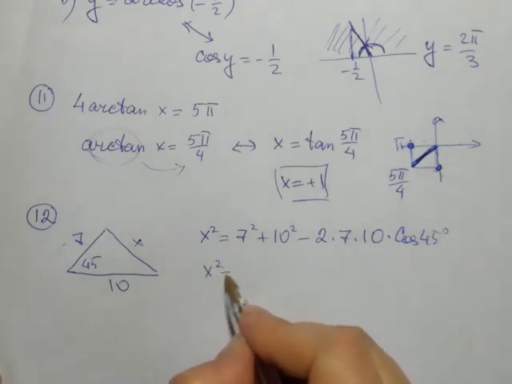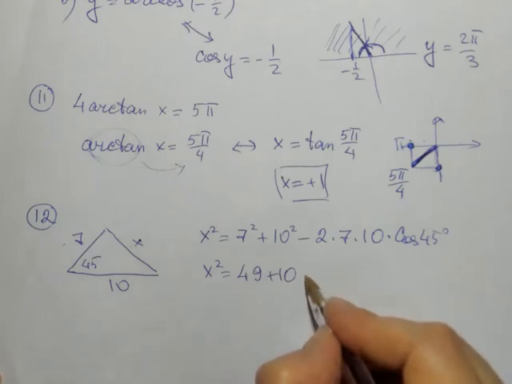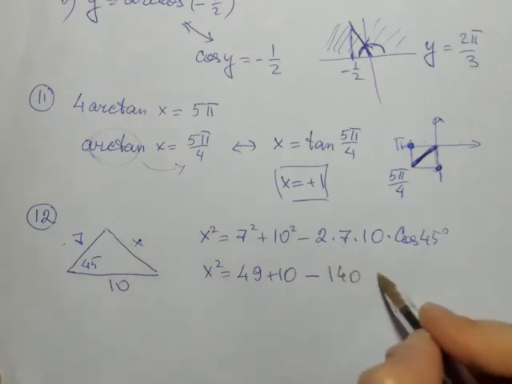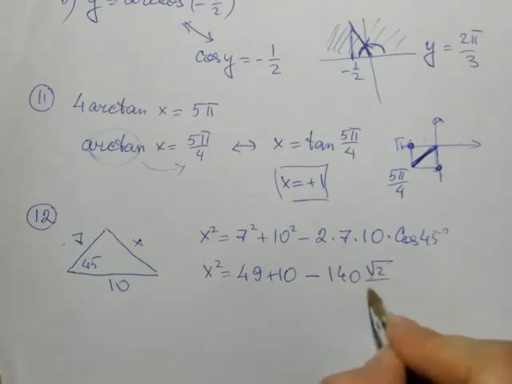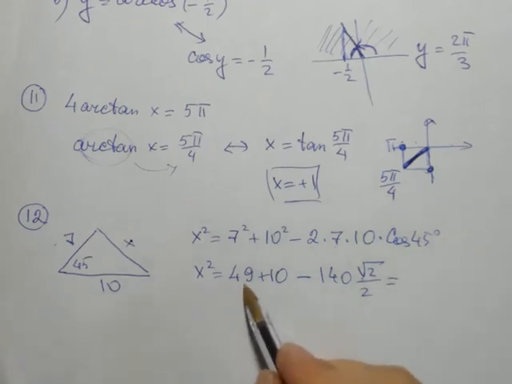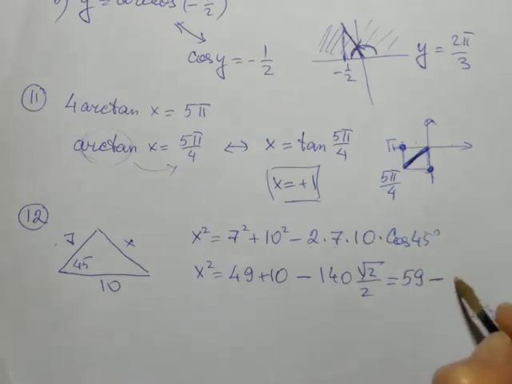So x squared equals 49 plus 100 minus 140 times cosine of 45, which is square root of 2 over 2, and we can simplify it. So 49 plus 100, 149 minus 70 square root of 2.